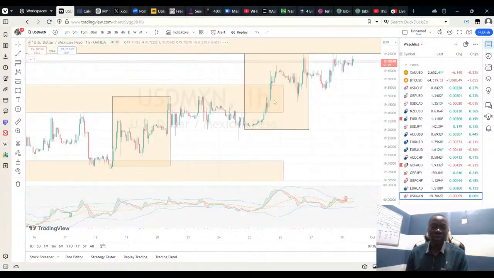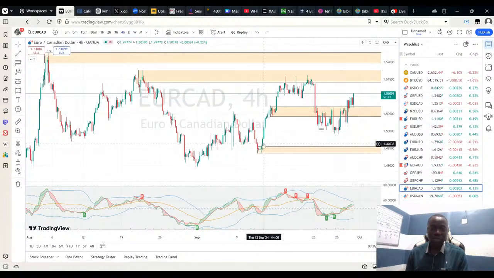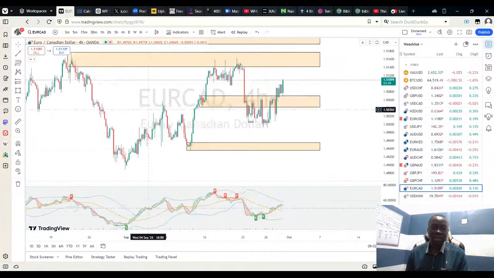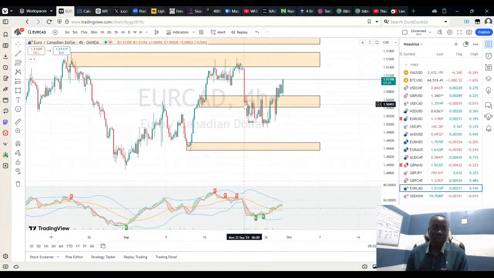Let's look at Euro card on our next pair. So far, so good. On Euro card, the last time we discussed, I told us to look for a good opportunity to sell this market to this region. From this region, we are going to be looking for a buy opportunity because of the momentum being created by the buyers. They pushed to the top, and they came to this region also. And from this region, they gave us a nice W pattern.